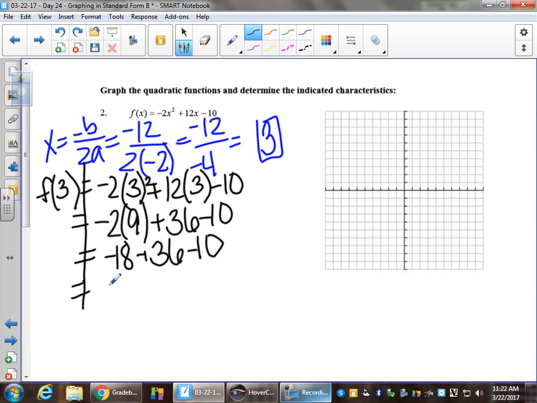All right, we're going to move to this side. DeAndre, what's next? What am I going to do? Which gives us? What do you get? We have negative 18 plus 36. I think you did positive 18 plus 36. So it's 18 minus 10, 8.